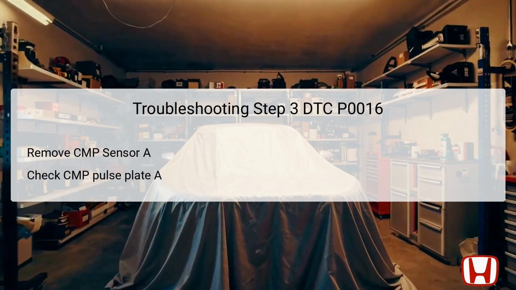The integrity of the CMP pulse plate is vital because any faults here will lead to miscommunication between the sensors and the engine control unit. The fourth step involves checking the camshaft timing, which is crucial for the overall performance of the engine. Accurate camshaft timing ensures that the intake and exhaust valves open and close at the correct intervals, maintaining optimal engine function. This timing should align precisely with the position of the crankshaft, governed by the readings of both the CKP and CMP sensors. If the camshaft timing is found to be off, immediate corrective action is required.